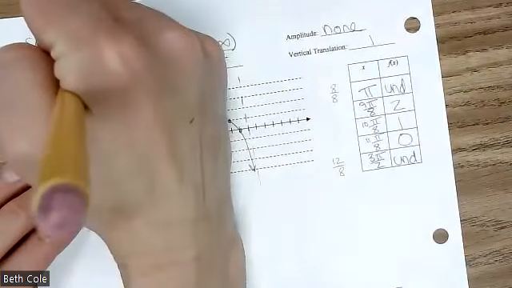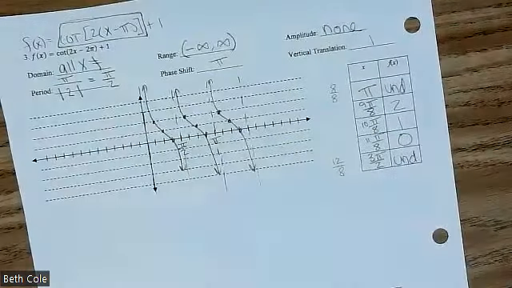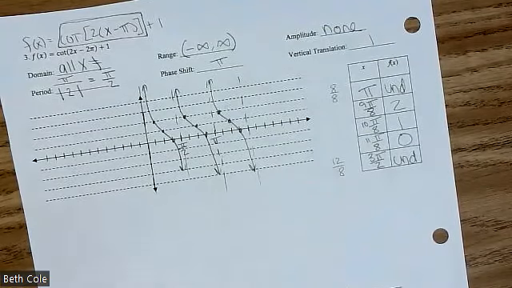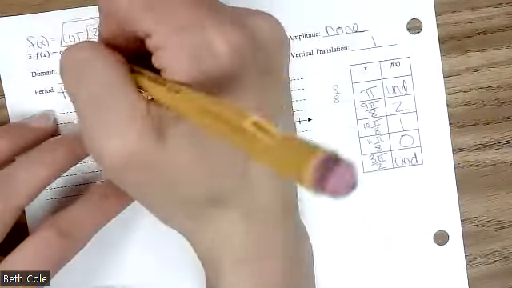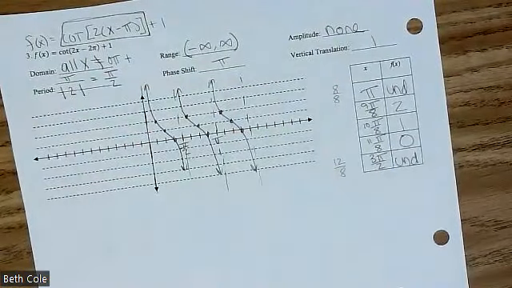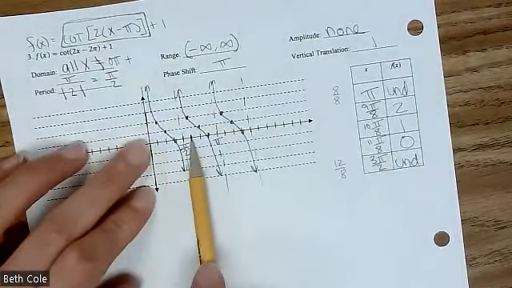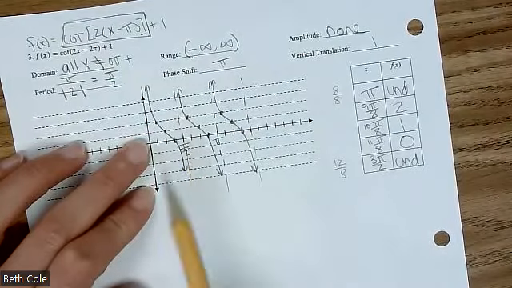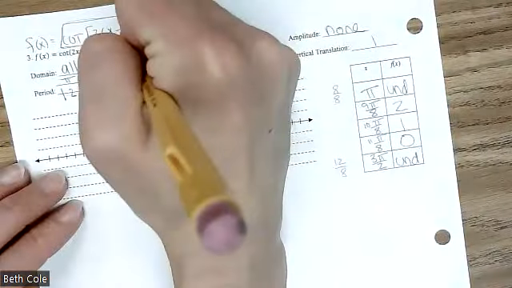Okay, all right. So all x except, where's the first asymptote? 0 plus however often they're happening. So we have one at 0, and then the next one's at pi over 2. So plus pi over 2n.